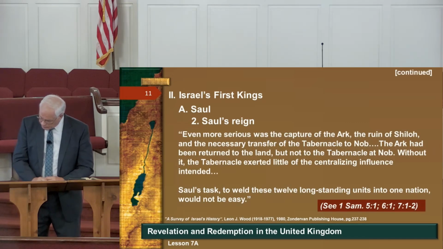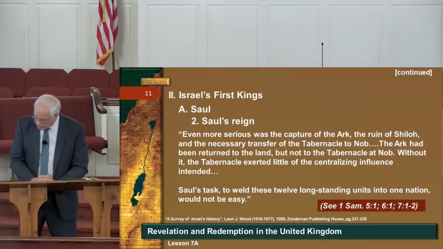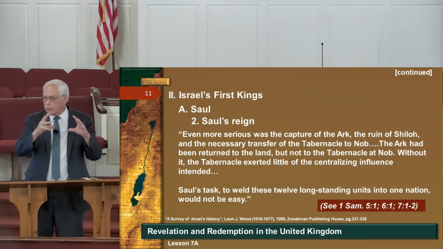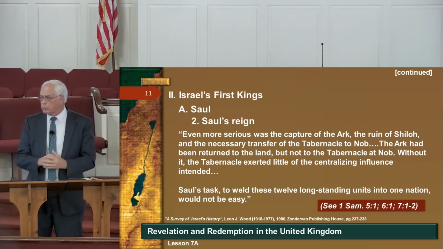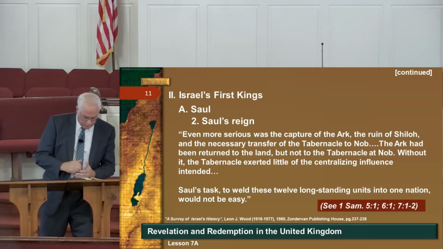The next point here, if you look, even more serious was the capture of the ark, the ruin of Shiloh, and the necessary transfer of the tabernacle to Nob. The ark had been returned to the land but not to the tabernacle at Nob. Without it, the tabernacle exerted little of the centralizing influence intended. The tabernacle was supposed to be the center focus of their religion and their beliefs, of course. This passage is here in 1 Samuel. I know we jump around here, but it's the way it's laid out.